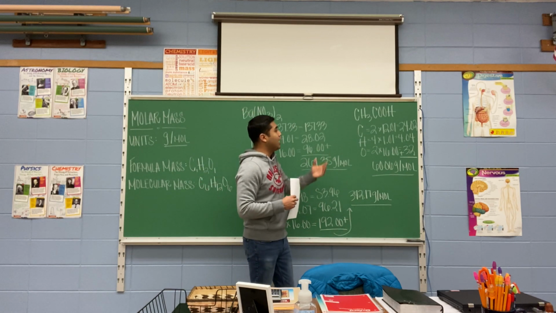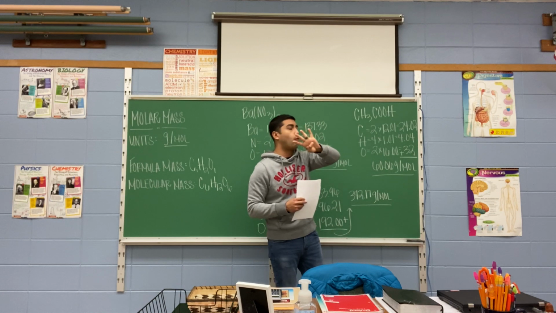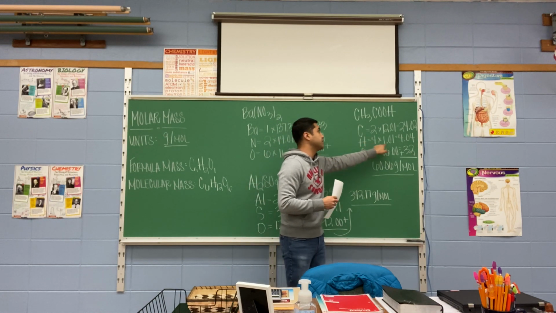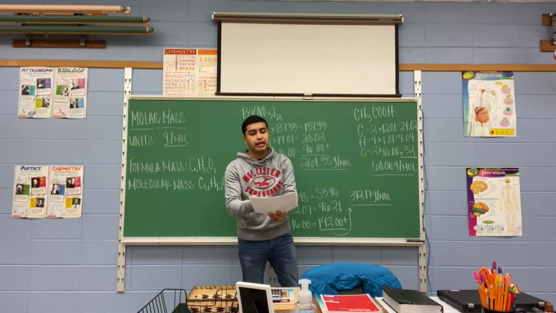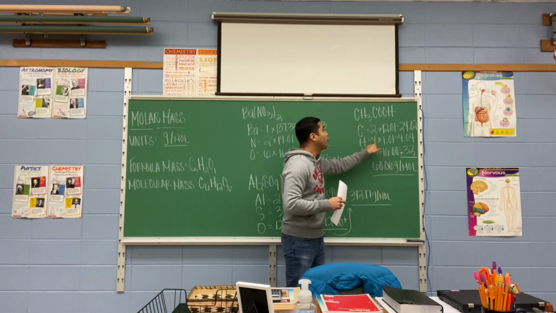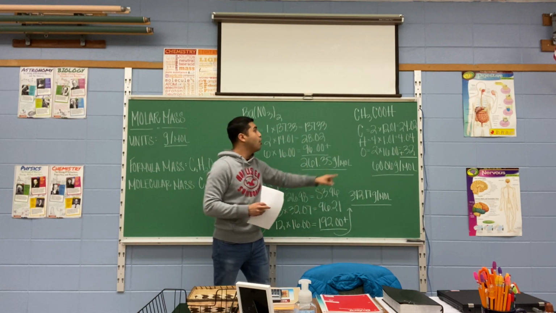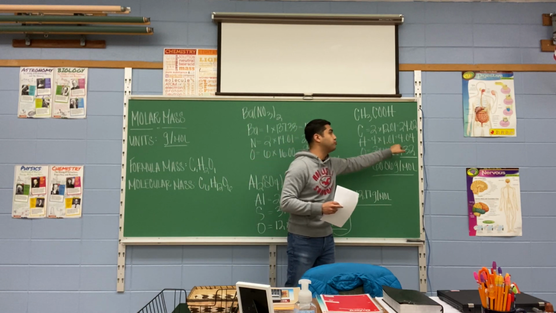24.02. Then again with hydrogen, you have 3 and then you have 1 at the end. So you have a total of 4. 4 hydrogen times its mass, you're going to locate it on the periodic table. You'll see 1.01. 4 times that is 4.04. That's the total mass for hydrogen, 4.04.